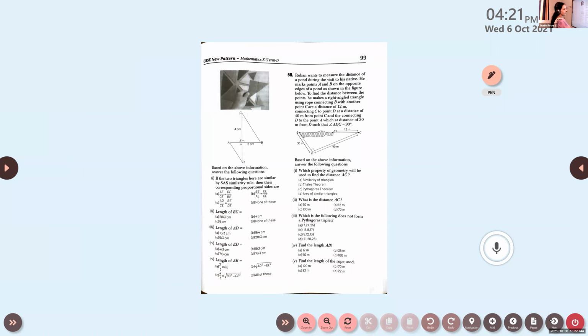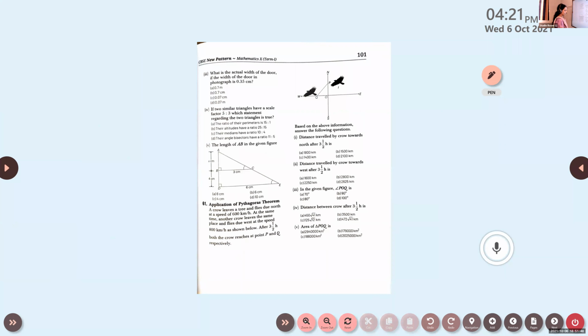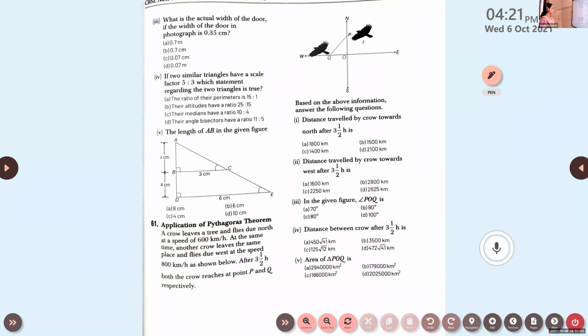This is the next case study question. Look at this question. Read question 61.